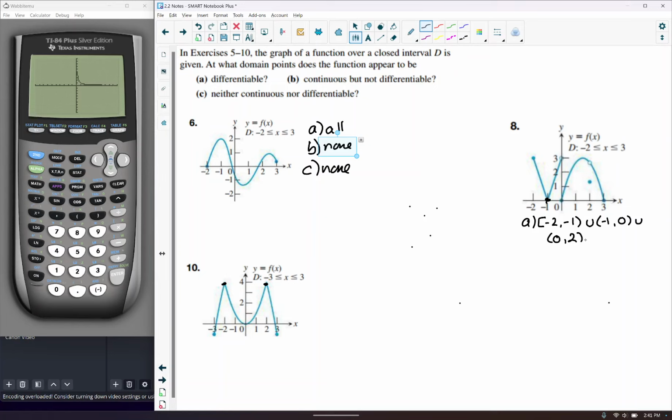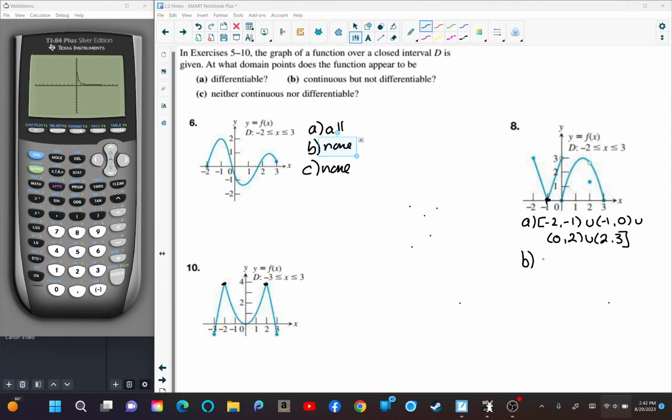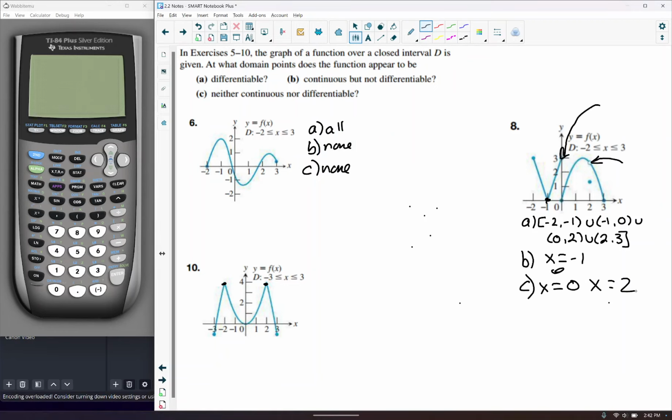B, continuous but not differentiable. That's corners and cusps. So x, how's it not? Oh, that's not writing. X, come on, write for me. There we go. X is equal to negative 1. C, neither continuous nor differentiable. So there's two places where this is discontinuous. We have a jump discontinuity at 0 and removable at 2. So 0 and x equals 2.